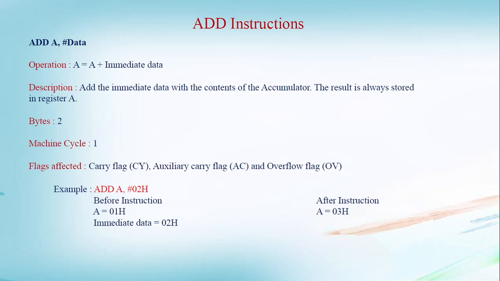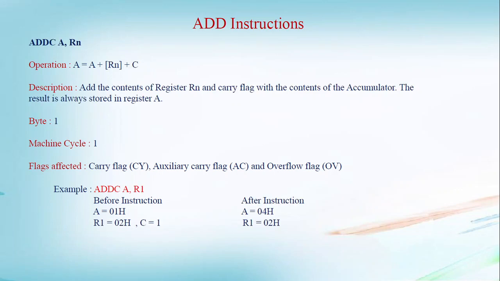So before the instruction A equals 01h and the immediate data equals 02h, which we are considering in the instruction only. After the instruction is executed, A equals 02 plus 01 equals 03h is stored into the accumulator. Next, ADDC means add with carry, A, Rn. Description: add the contents of register Rn and the carry flag with the contents of the accumulator. The result is always stored into the register A.